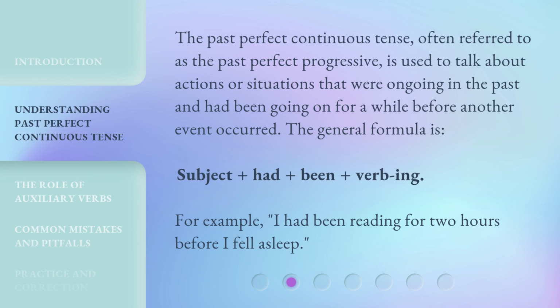The past perfect continuous tense, often referred to as the past perfect progressive, is used to talk about actions or situations that were ongoing in the past and had been going on for a while before another event occurred. The general formula is subject plus had plus been plus verb-ing. For example, I had been reading for 2 hours before I fell asleep.